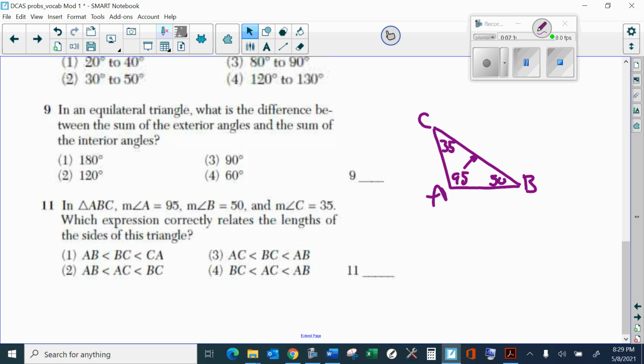This is going in order from smallest to greatest. So we're going to go smallest, medium, largest. The largest is BC. The medium would be AC. And the smallest would be AB. So that's what it should look like right there from smallest to greatest: AB, AC, BC. Number 2.